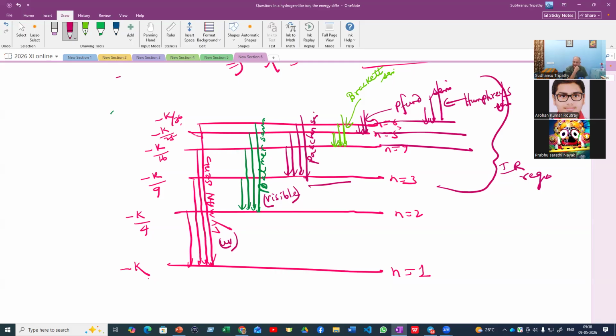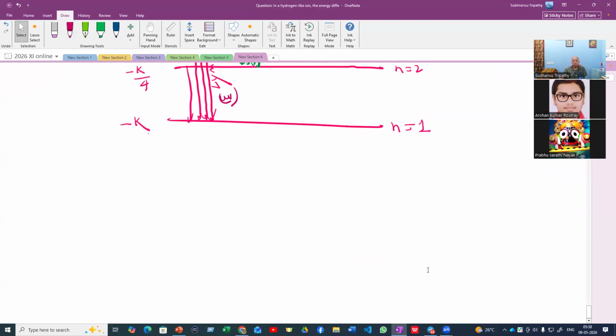Sir, if the destination is 3, then the series is known as? Paschen. Okay, sir. Then it is Brackett, B-R-A-C-K-E-T-T. Then Pfund, P-F-U-N-D. Okay, sir. Then Humphreys. Okay.